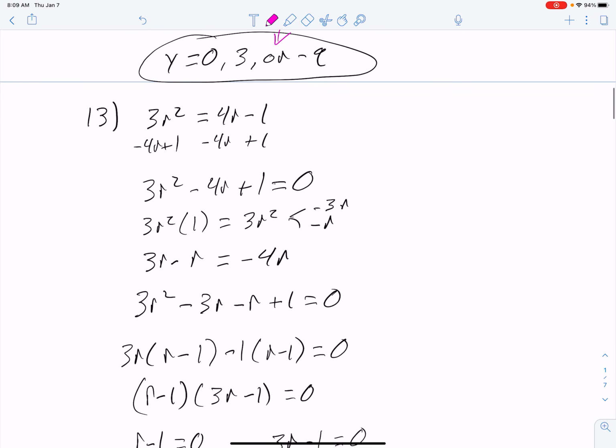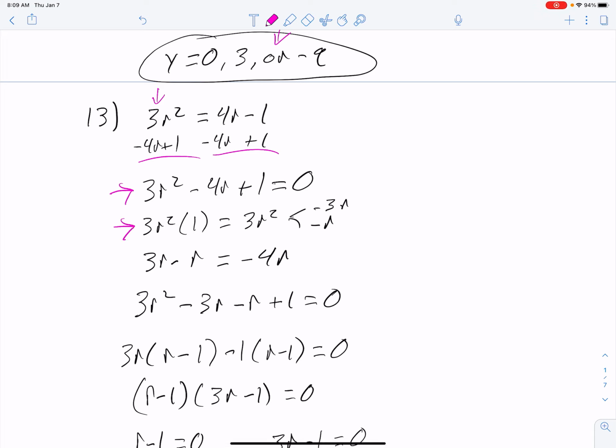Number 13. Even though I see 3r squared as a single value on the right, I'm going to go ahead and move the 4r and the -1. That way my 3r squared stays positive. Once I get everything set equal to 0, since my lead coefficient isn't 1, I'm going to go through the process of splitting my middle term.